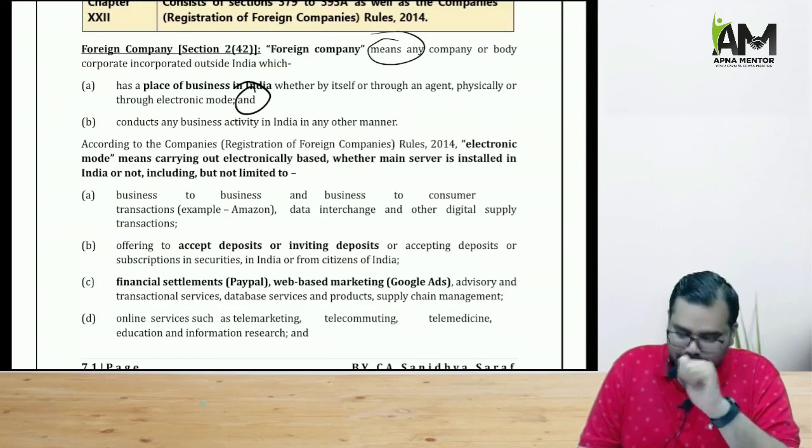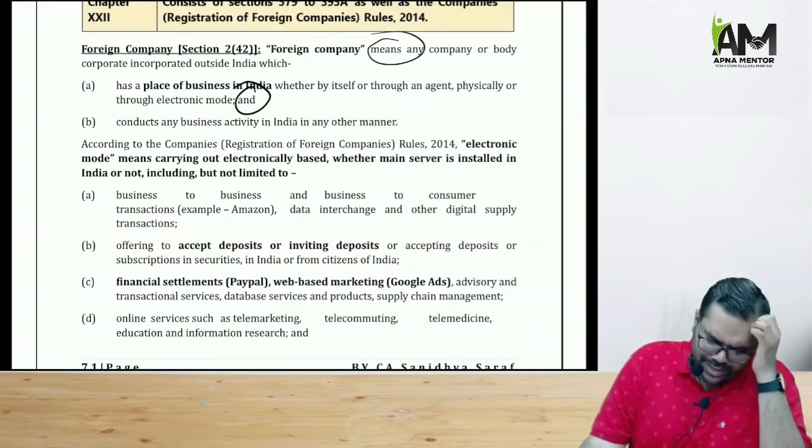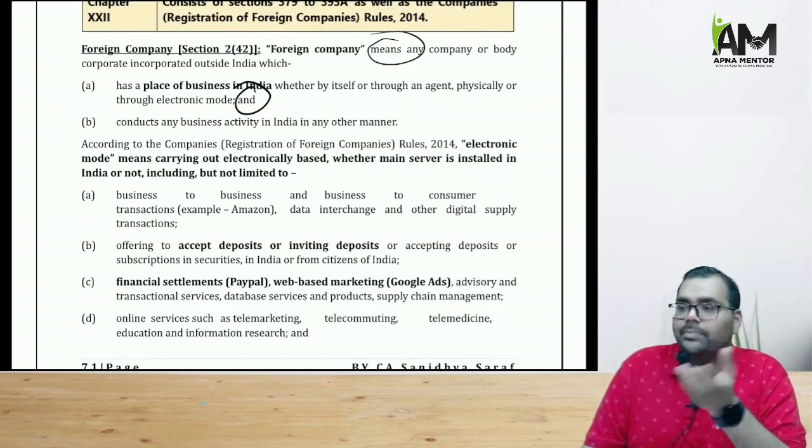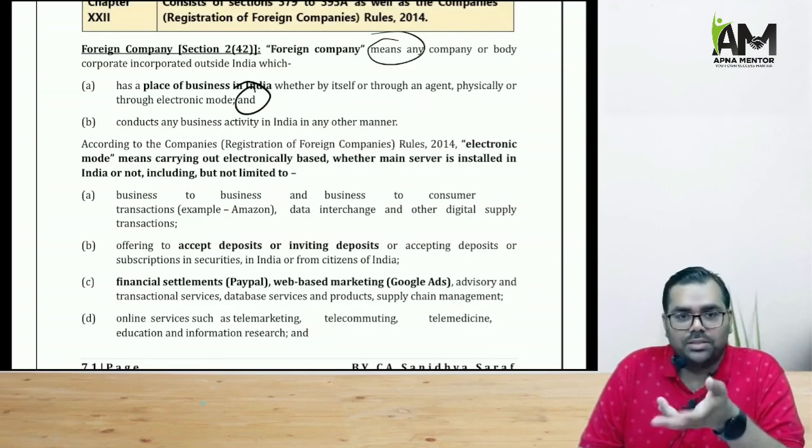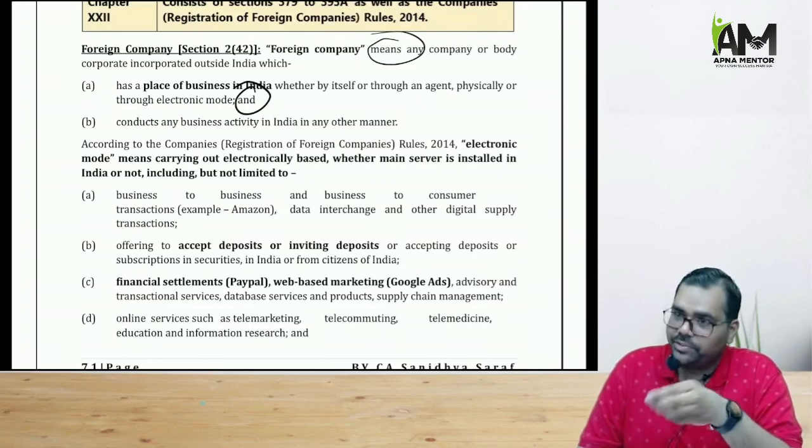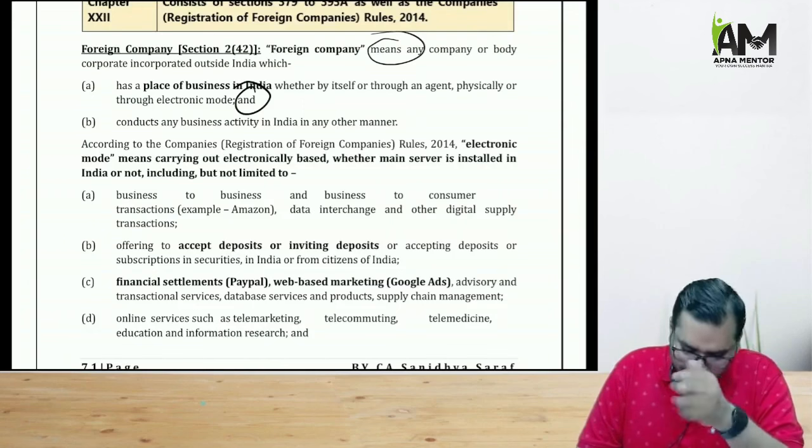So even that is a foreign company. There will be many web-based companies in India who are accepting deposits. You can give them deposits, they will give you interest. Even they are foreign companies.